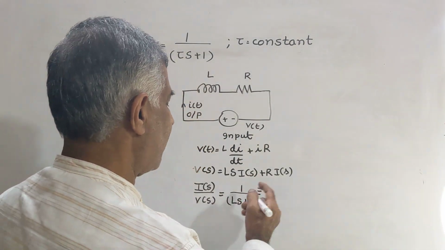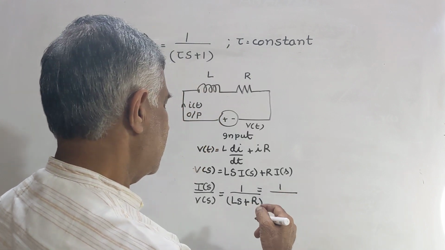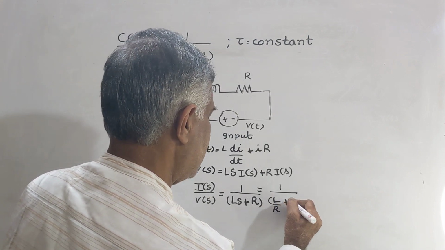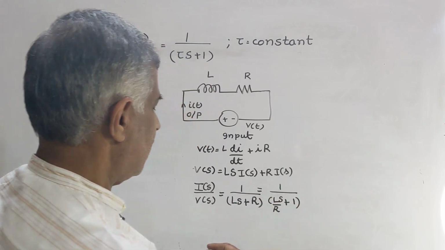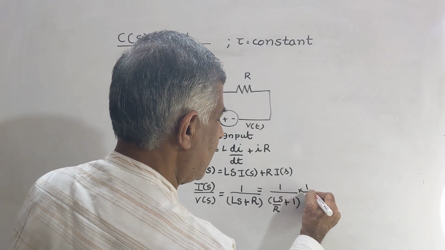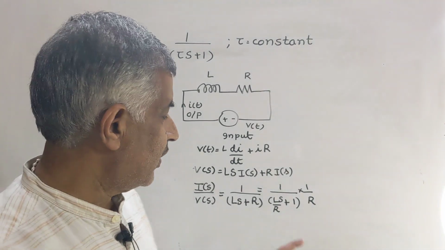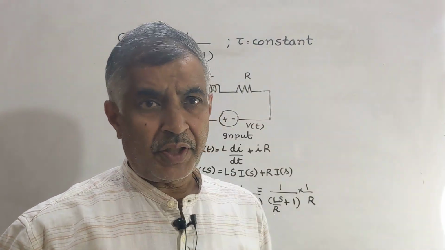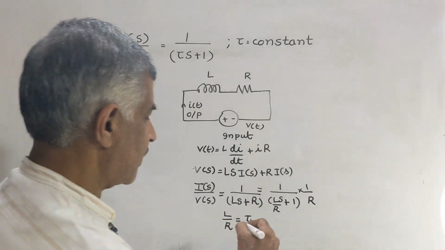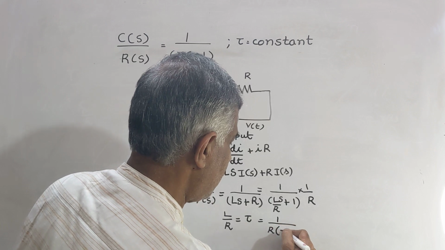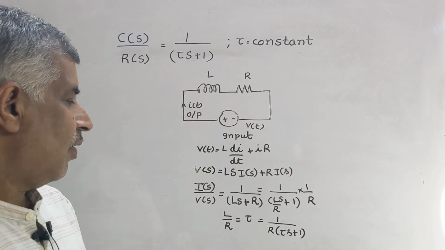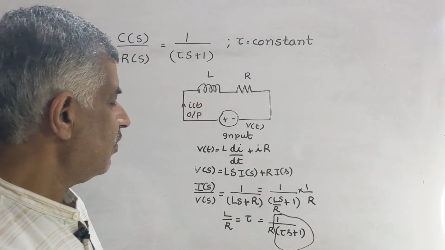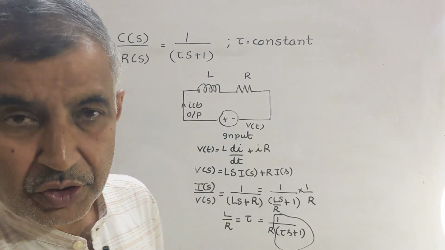If you take out R as a common factor, we get 1 over R into 1 over (L by R s plus 1). Now L by R is what is called a constant. You can call this the time constant tau. So if L by R is a constant tau, then this expression is 1 by R into 1 over tau s plus 1. You can forget about this R. Now, what is the general expression? The general expression is 1 over tau s plus 1. I hope students have followed this.